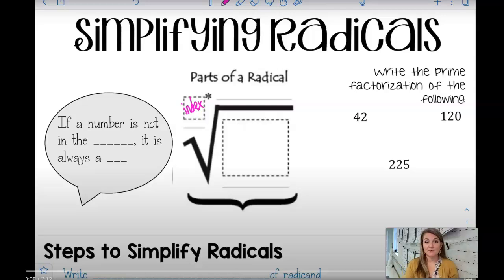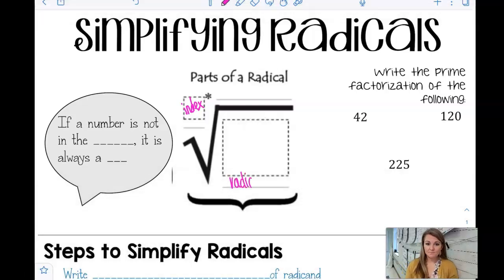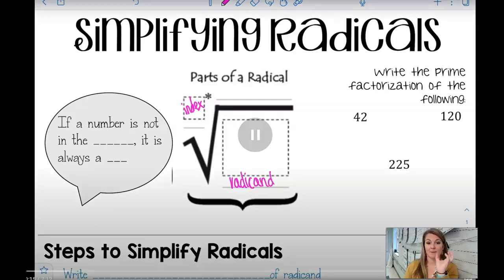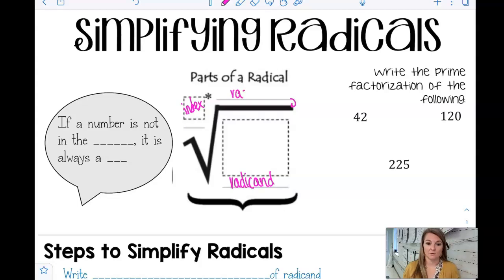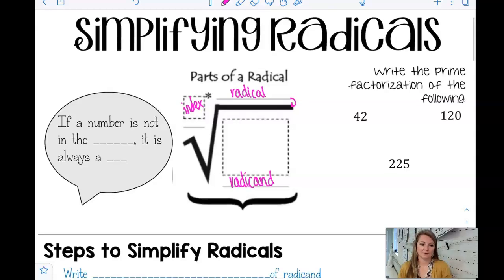That piece that is underneath the radical, we call that the radicand, and we're going to use that term a lot, okay? So that piece that is underneath is called the radicand, and then that little slash is called the radical. We try not to call it a square root because it's not always a square root, sometimes it's a cube root, so we're always going to try to call it a radical.